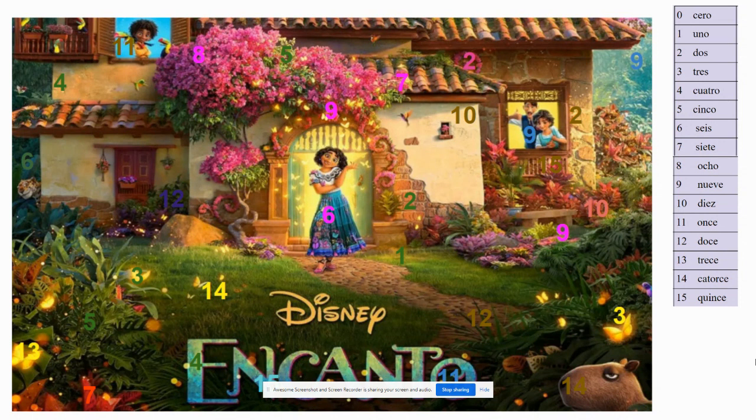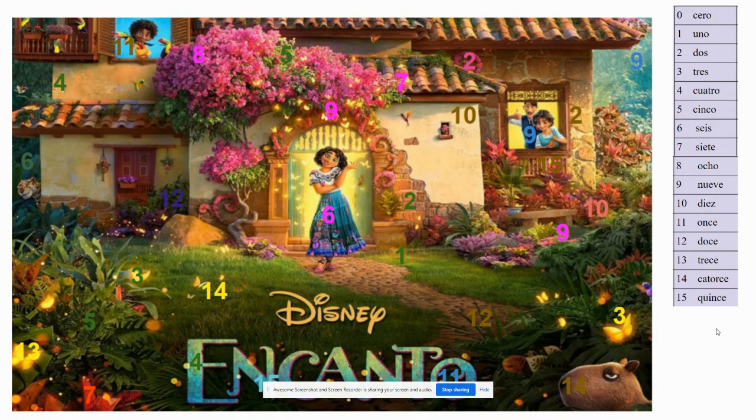All right, next one. ¿Dónde está cuatro? Cuatro. Uno, dos, tres, cuatro. Cuatro is the number 4. And again, you can always pause if you need more time to find your numbers in our I Spy game. But cuatro is here. There's one cuatro.